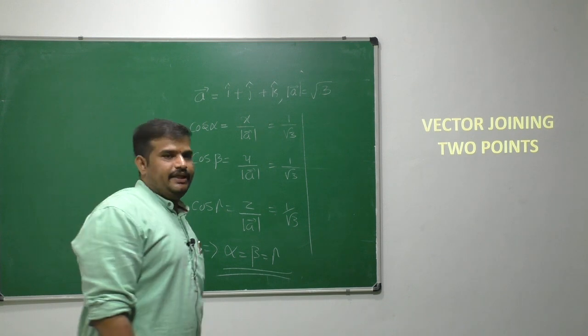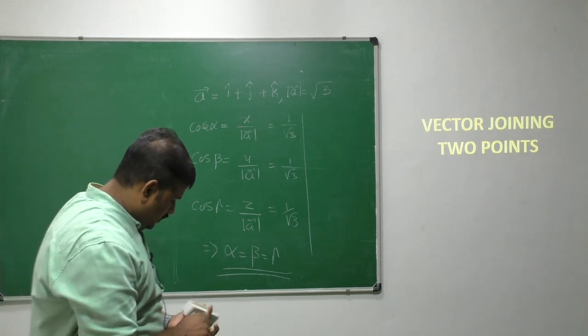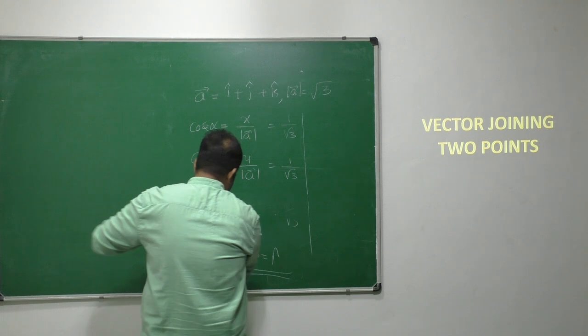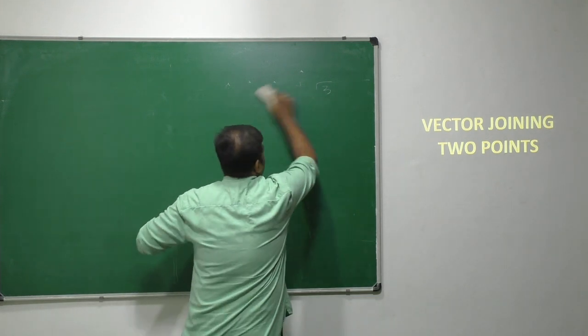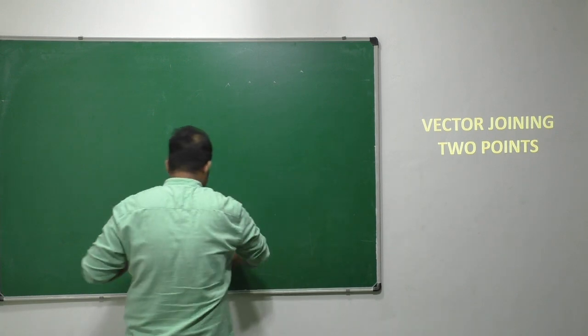Vector joining 2 points. Then how to find the vector joining 2 points? Now we shall derive what it is.